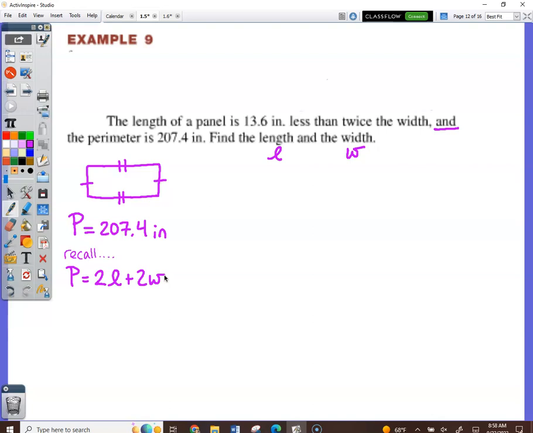So there's an equation right there. I'm going to replace the 207.4 in place of the perimeter P right here in this formula. Okay? So there's equation 1. I'm going to mark it. Equation 1. I have 207.4 equals 2L plus 2W.